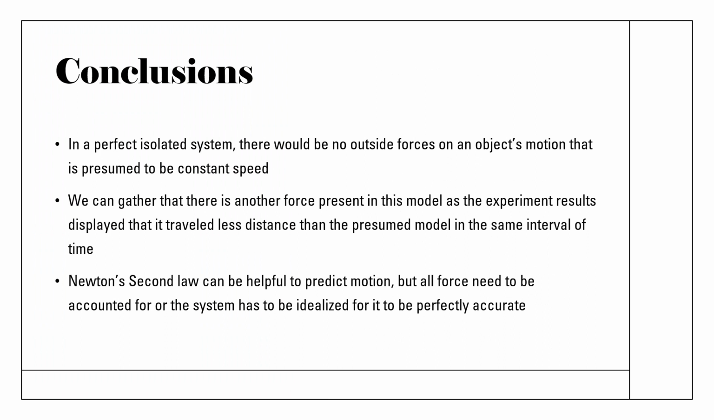In conclusion, in a perfect isolated system, there would be no outside forces on an object's motion that is presumed to be at a constant speed. And we can gather that there is another force present in this model, as the experiment results displayed that it travels less distance than the presumed model in the same interval of time. As for conceptuality, Newton's second law can be helpful to predict motion, but all forces need to be accounted for in the system in order for it to be perfectly accurate.